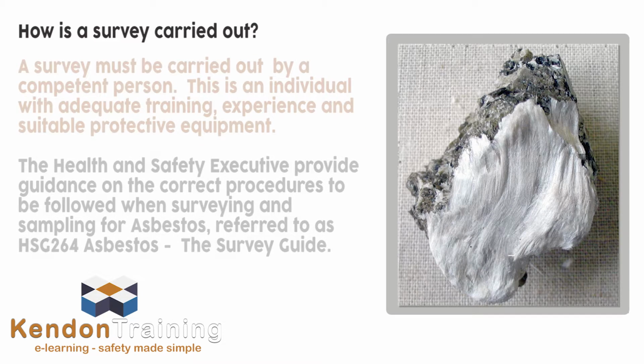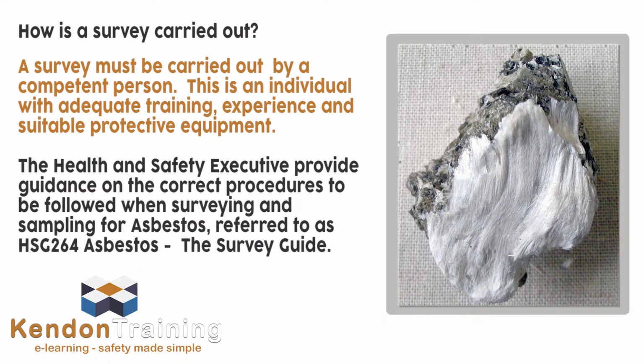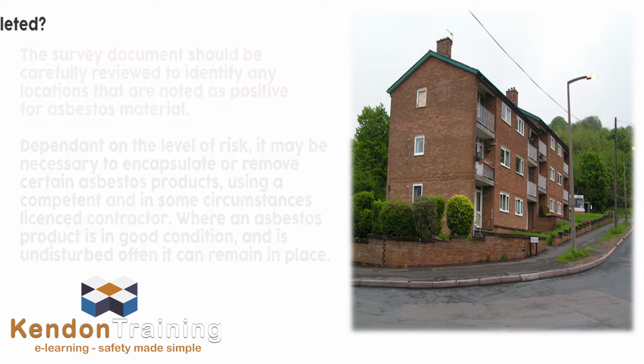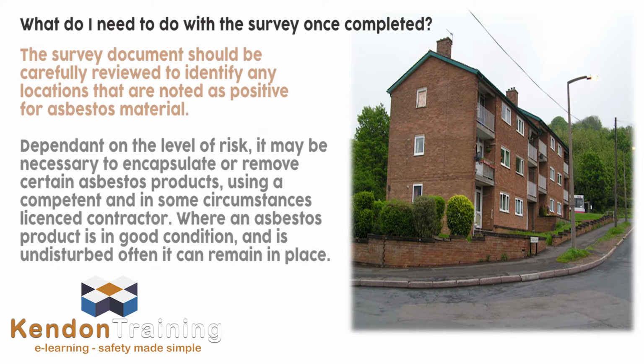How is a survey carried out? A survey must be carried out by a competent person. This is an individual with adequate training, experience, and suitable protective equipment. The Health and Safety Executive provide guidance on the correct procedures to be followed when surveying and sampling for asbestos, referred to as HSG 264, Asbestos, the Survey Guide. What do I need to do with the survey once completed?